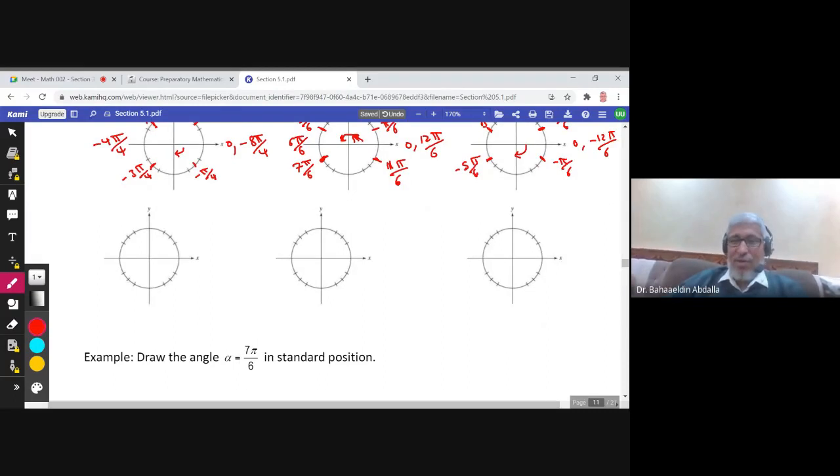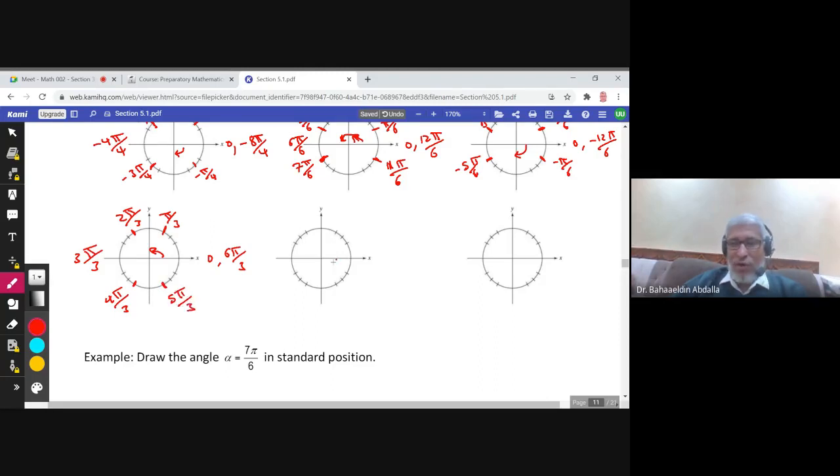What about pi over 3? Okay. Pi over 3 here. If you go in the positive direction, this is pi over 3. And it is here. And remember that this is 3 pi over 3. And this is 6 pi over 3. So if this is 3 pi over 3, the one before it is 2 pi over 3. And the one after it is 4 pi over 3. And this is 6, so the one before it is 5 pi over 3.